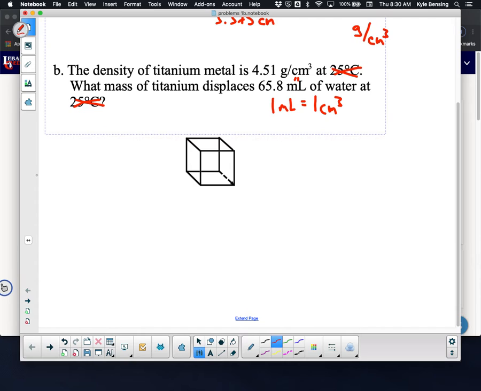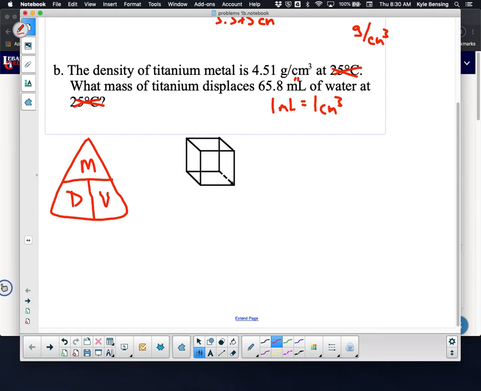I'm going to move this page up a little bit. Now, the density of the titanium metal is 4.51, so here I have density. Have you guys ever seen the density triangle? The density triangle works like this. If I put mass on top, because mass over volume equals density, then I put density and volume on the bottom. I do this so that if I'm looking for either mass, volume, or density, I can block it out, and that will tell me what the equation is.